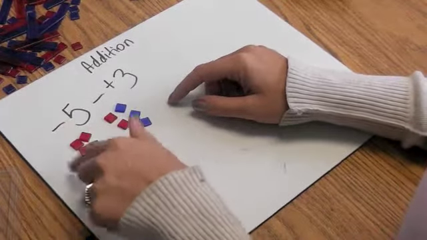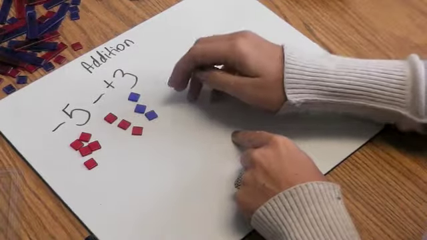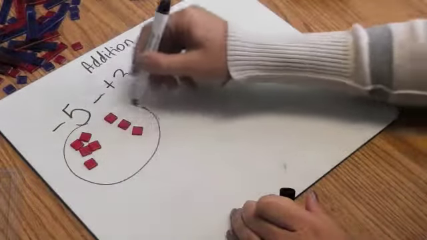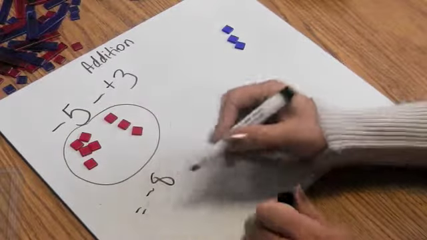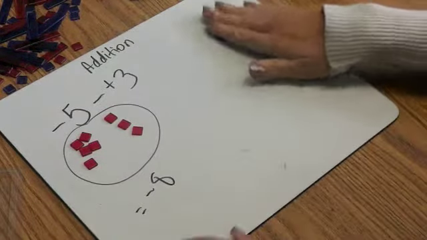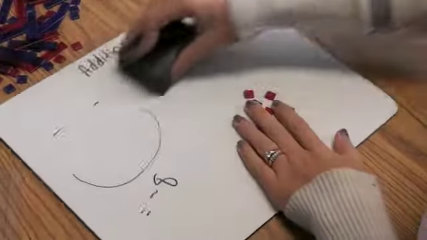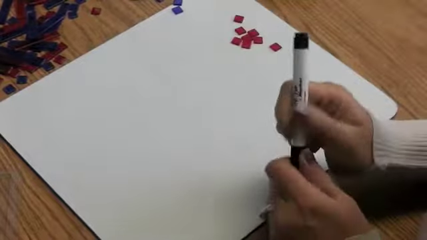So I have 5 negatives here, and I want to take away 3 positives. So here are my 3 positives. I'm going to remove them. What do I have left? I have 5, 6, 7, 8 negatives left. Okay, so I'll show you one more, like this. And actually now we're on subtraction, so I'll erase the addition.